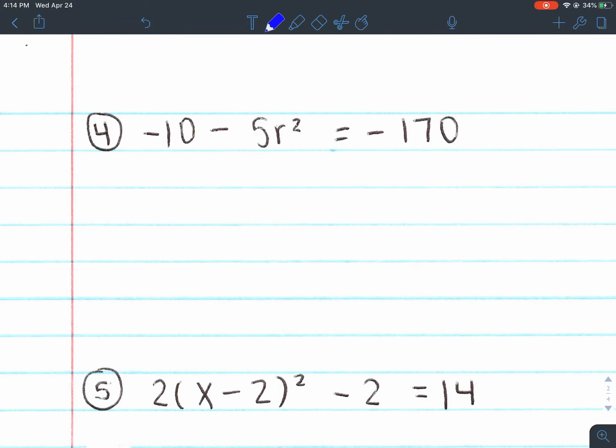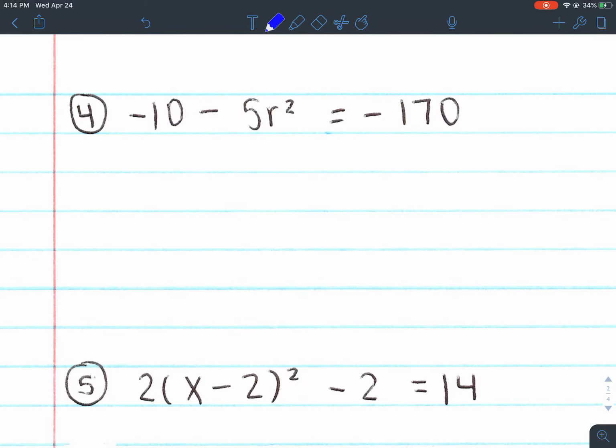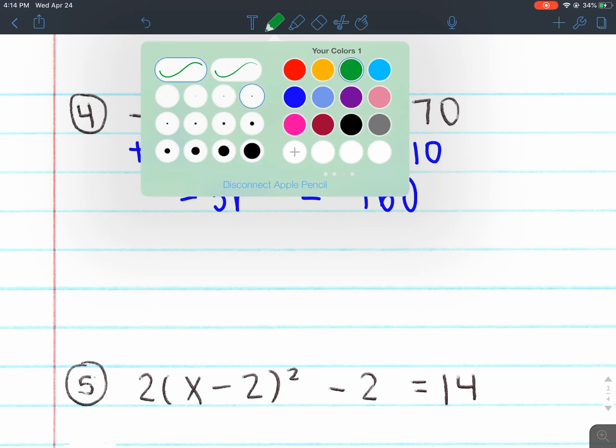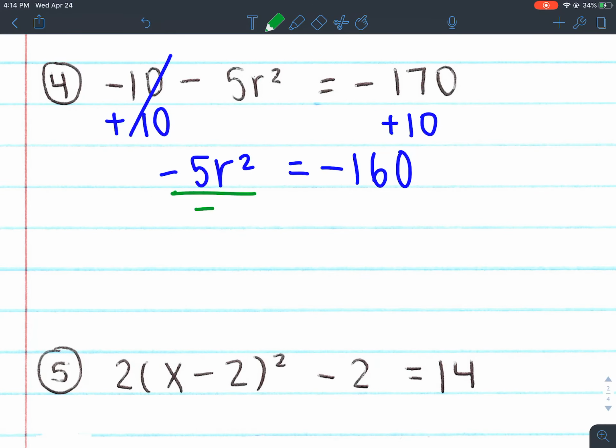Now this is getting into our more tricky problems. So the first thing you're going to do here is add 10 to both sides. Negative 5r squared equals negative 160. The next step here is to divide by negative 5 because you want your r squared by itself.